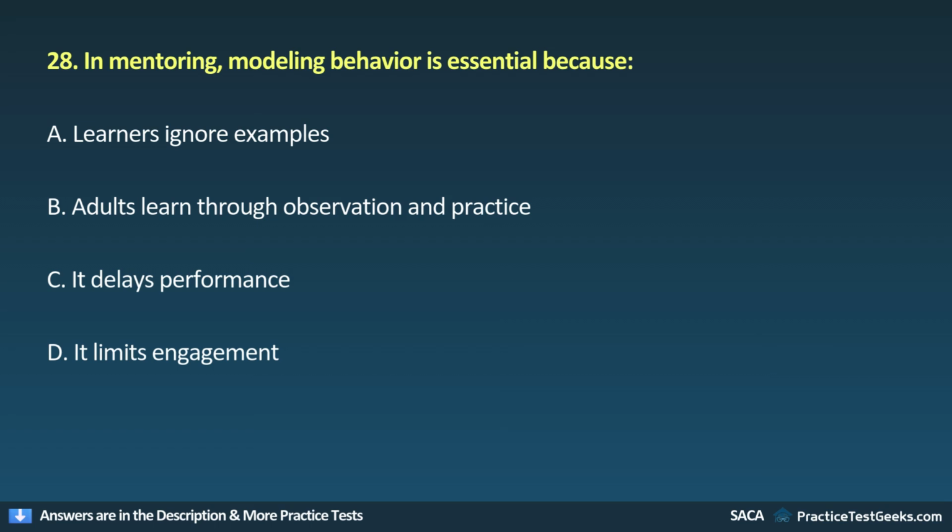28. In mentoring, modeling behavior is essential because why? A. Learners ignore examples. B. Adults learn through observation and practice. C. It delays performance. D. It limits engagement.